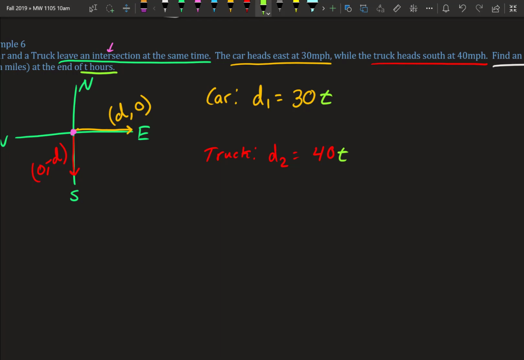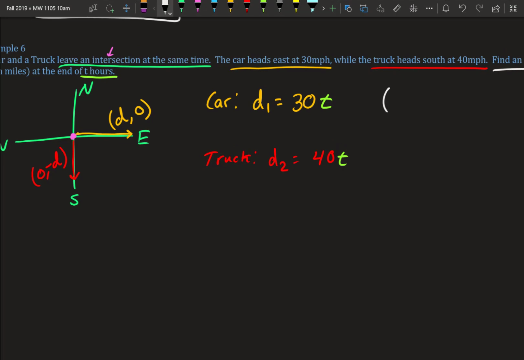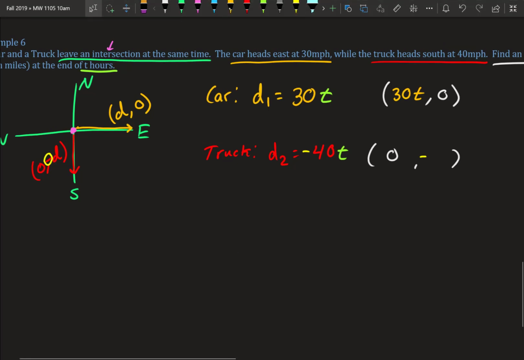So if those are the d's we're talking about, if we made a point, it would be d, which is 30t, and we don't know anything else. They're not going up or down. So we only have d, so 0. And then for our truck, it's 0 because we're not going left or right. But we are going down, and that represents negative d. We have our d, but since it's negative, we'll be doing negative 40t. And those are our x1, y1, x2, y2.